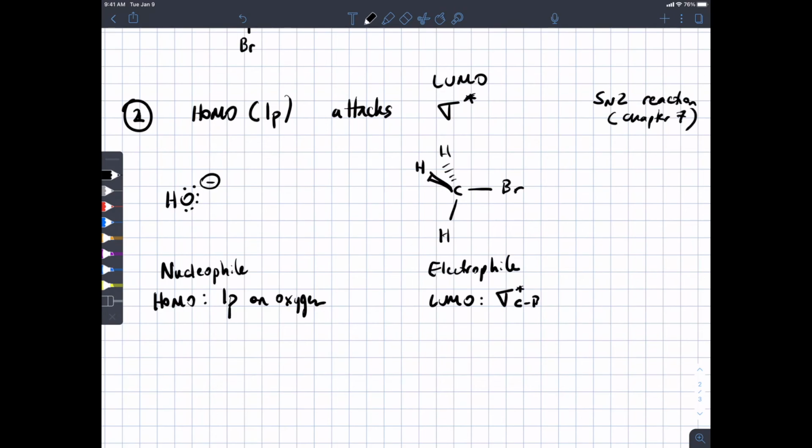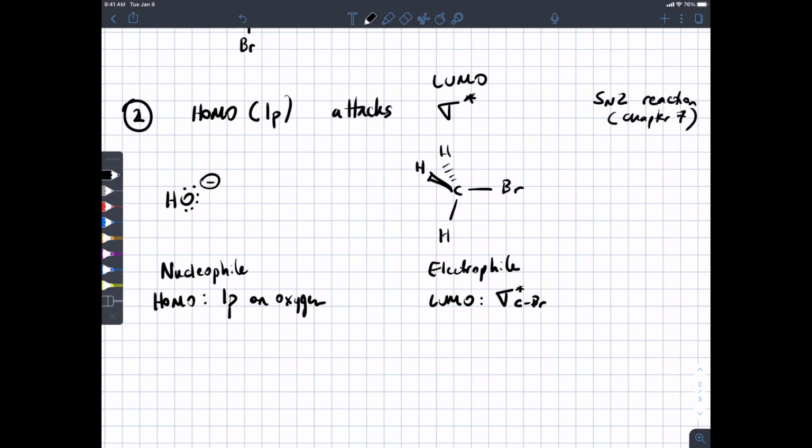You know it's that way because I told you that the carbon-bromine bond was weak, and that means that the sigma star is low in energy. We will learn soon why carbon-bromine bonds are weak, but for now, accept it as a given.